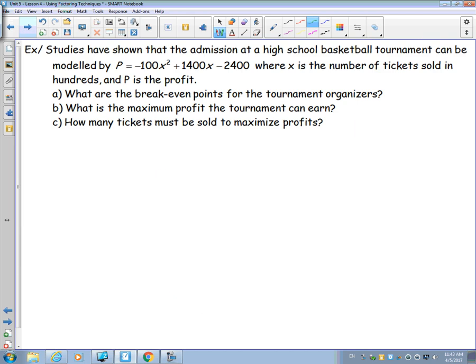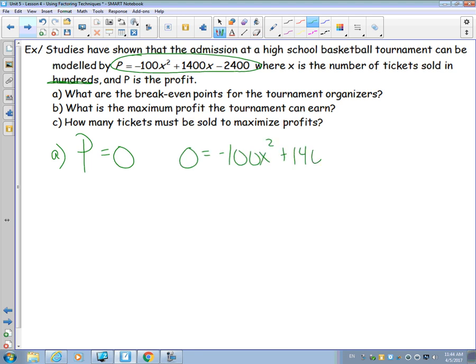Word problem with an equation. Studies have shown the admission in a high school basketball tournament can be modeled by this equation. X is the number of tickets, okay? And in hundreds, that's important, and P is the profit. Part A, what are the break-even points? A break-even point, the definition of that was where you make zero profit. So really, I want to know if profit is zero, what is the answer to this equation? What are the zeros? What makes it come out to zero?